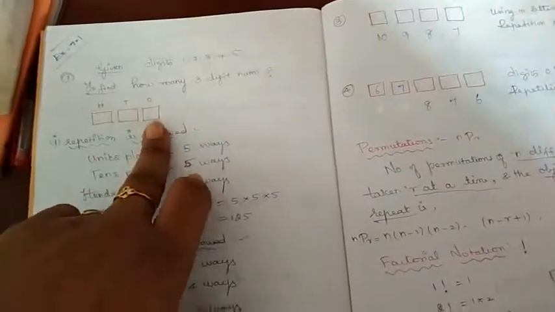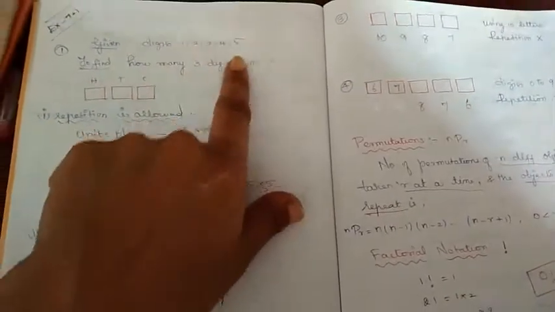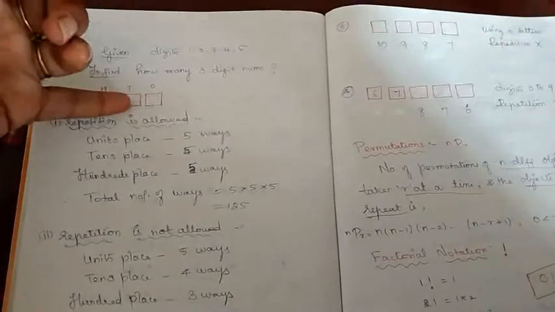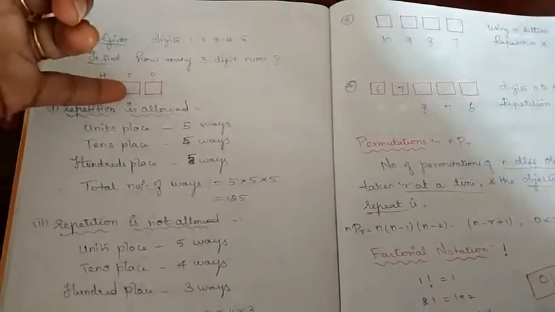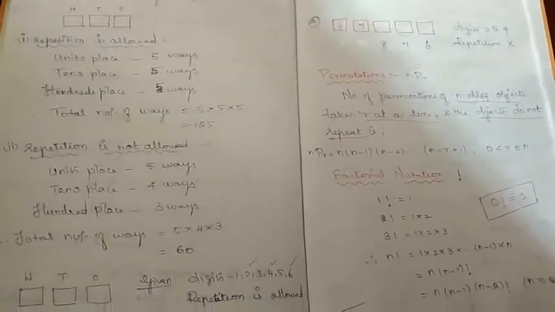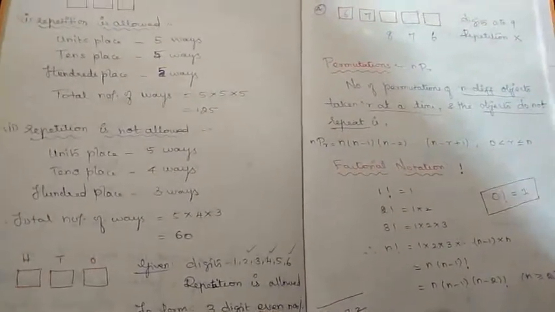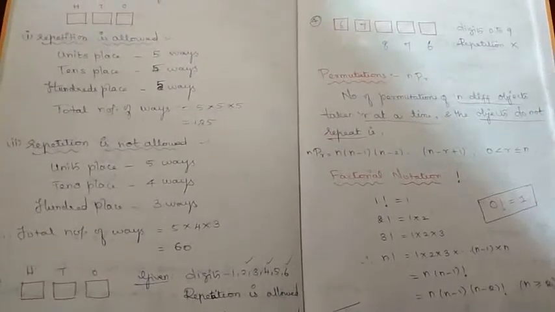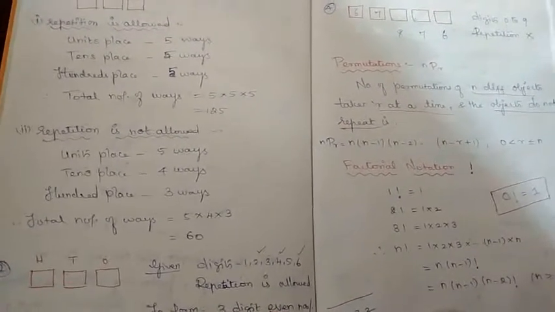So if the repetition is not allowed, what will happen? In the ones place we have 5 options, and in the tens place we have only 4 options, because 1 digit out of these 5 digits will be occupied here. So the remaining 4 digits are left, and out of 4 we can occupy only 1. Similarly in the hundreds place, when 2 digits are occupied, only 3 chances are left. So the possibilities are 5 into 4 into 3. Hope you got it, and hope you are recalling what we learnt in our earlier classes. So this is called the multiplication principle.